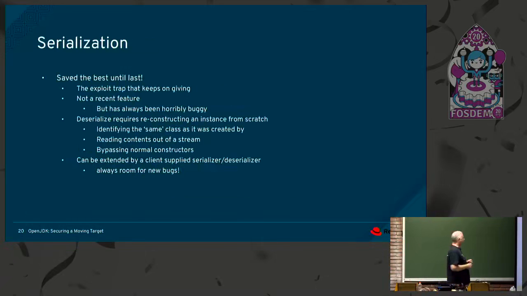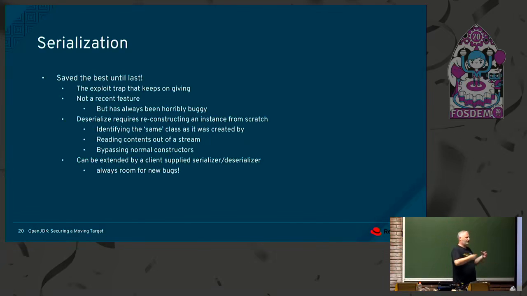And then, of course, serialization, save the best to last. It's the exploit trap that keeps on giving. It's a very old feature. It's always been responsible for bugs. There have been loads of exploits. The fundamental problem is that when you serialize an object to persistent storage and you deserialize it, or serialize and deserialize through memory, you're basically creating an object from scratch from a saved version of it.